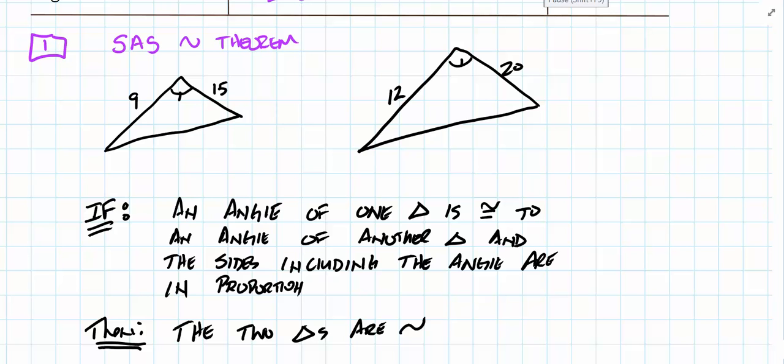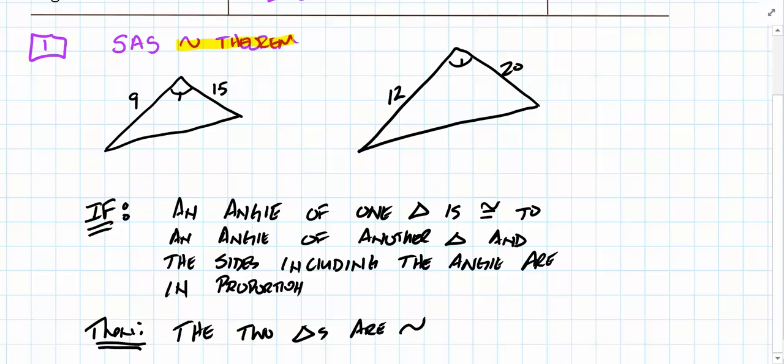Yep. So remember, there's three ways to prove that two triangles are similar. The first one was the angle-angle similarity postulate. That was in the very last lesson that we did. The first way for this lesson is called the side-angle-side similarity theorem. That's what it says up there at the top, side-angle-side similarity theorem.